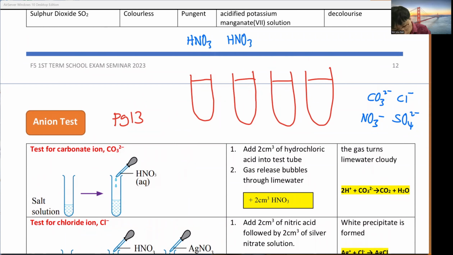Now, only one will react with acid and produce bubbles. Only one, which is carbonate. So let's say for example, this one comes out bubbles, then we know it's carbonate already, because only carbonate will react with acid. Okay, so this is the first one. How do we test the rest? It is very simple.